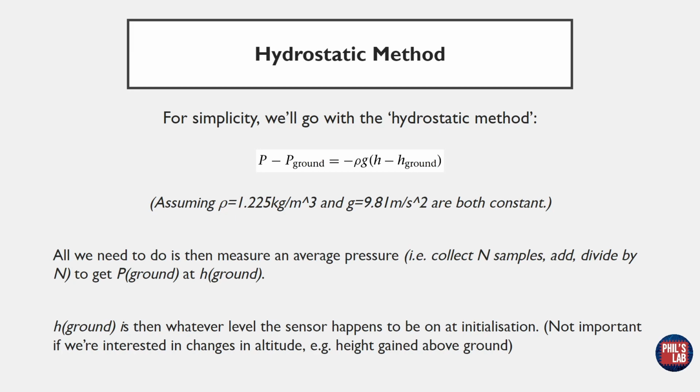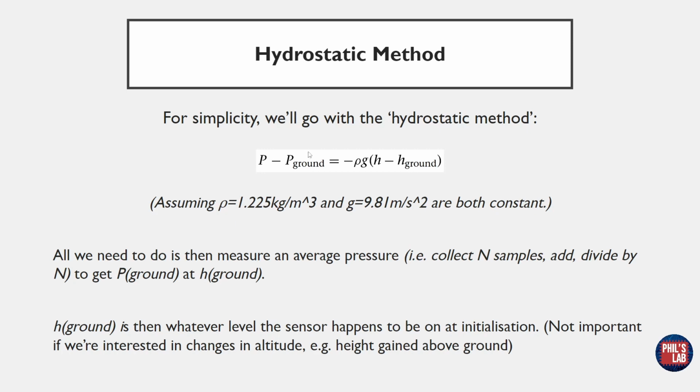For simplicity, and as you've probably assumed, we'll just go with the hydrostatic method. We just need to know the density and gravitational constant, and for our sakes, we're just going to keep it really simple. Around sea level, the density of air is 1.225 kilograms per meter cubed, and the gravitational constant on the surface of the Earth is about 9.81 meters per second squared. And we're assuming these are both constant.